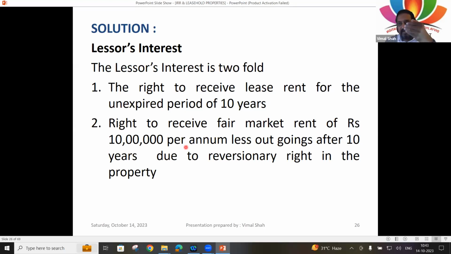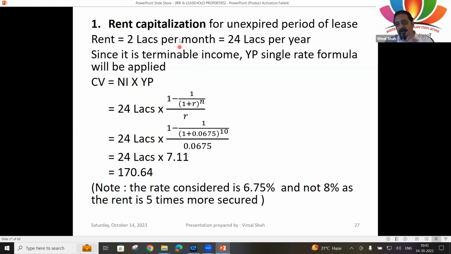10 साल के बाद, after 10 years, when the lease will be over, the lessor will get the entire property. So once he gets back the entire property, now he can give this property on rent. So right to receive this fair market rent of 10 lakh per annum, less outgoings after 10 years due to the reversion rights of the property. So हम लोग lessor के लिए we will be calculating these two rights. Now we'll use the rent capitalization method. Now for the lease period, the rent he is getting is 2 lakhs per month. That is 24 lakhs per year.